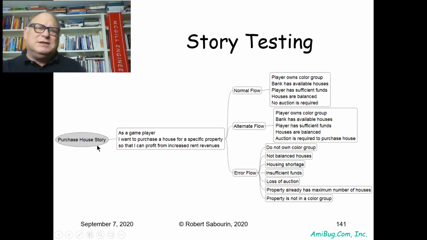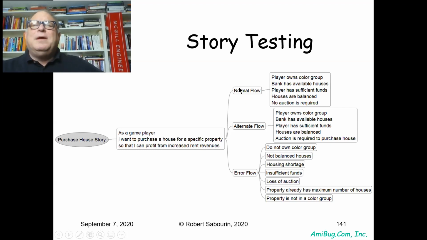So story tests might look like this. Imagine you're playing Monopoly and it's time to buy a house. So you want to purchase a house. So as a game player, I want to purchase a house for a specific property so that I can profit from increased rent revenue. So that's who's the user, what do they want to do and why. Makes sense right from the game of Monopoly.